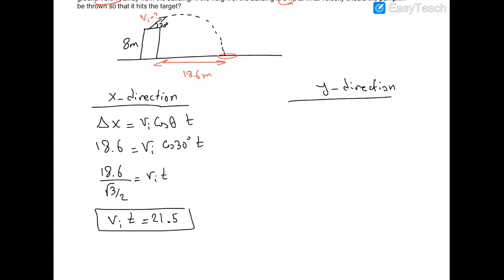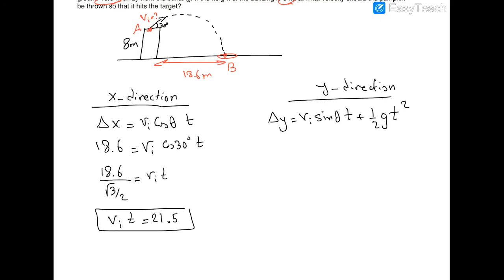Okay, so I need to go to the y direction as well. So what do we have in the y direction? We know that the displacement from point A to point B, if you look at it vertically, there is 8 meters going down from A to B. We don't care about the horizontal distance. All we need to care about is the vertical displacement. And I don't care how much the pumpkin is going up, because displacement is about the initial and the final point, and finding the direct distance between them.